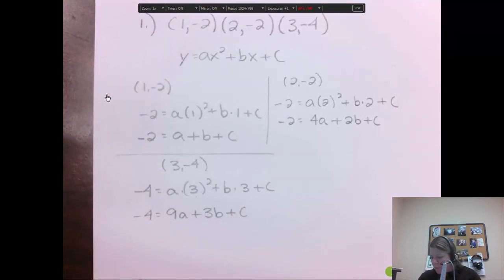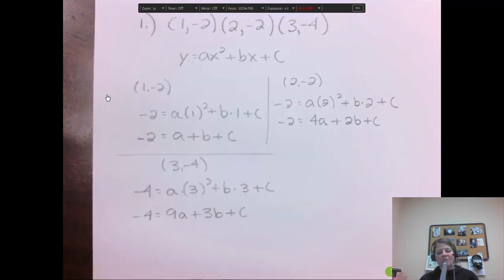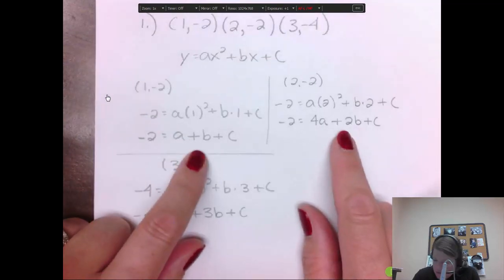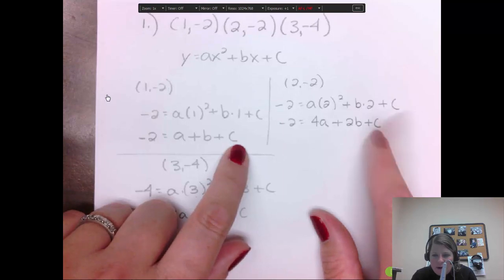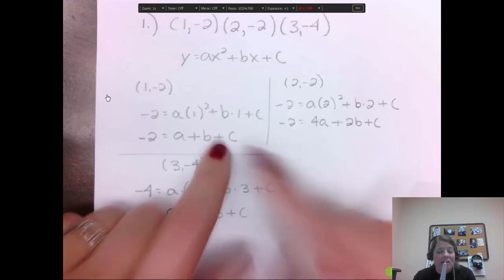Then we're going to solve these three equations for a, b, and c. This is where it gets long, because you have to use whatever method. The easiest method I find is elimination by far. I'm going to look at the different equations, maybe 1 and 2 first, and I can see that we could easily eliminate the c's. If one was negative and one was positive, you could add those two together and get 0.